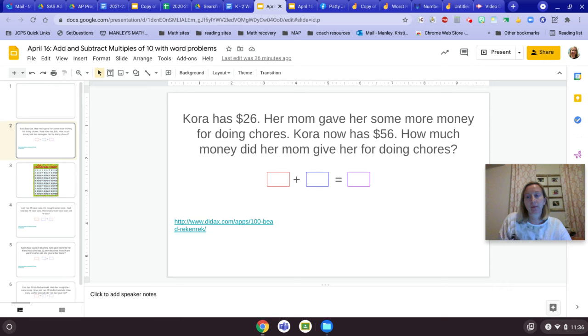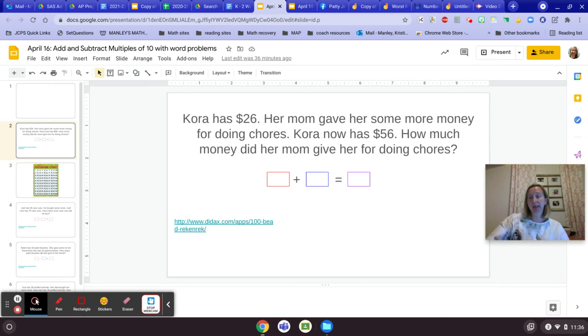Okay, so we are still applying what we've learned about adding and subtracting multiples of 10, but within a story. So here we have another story, and I'm going to read it, and it says Cora has $26. Her mom gave her some more money for doing chores. Cora now has 56. How much money did her mom give her for doing chores?